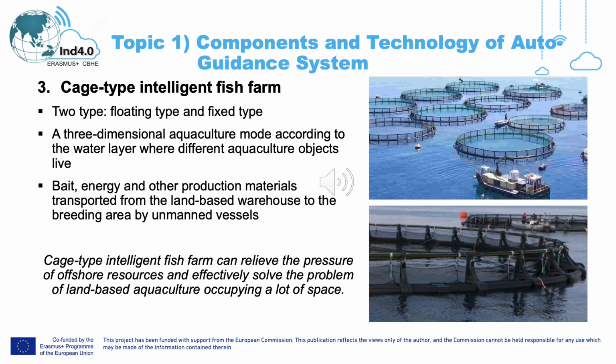Cage-type intelligent fish farm can be of two types, the floating type and the fixed type. It will form a three-dimensional aquaculture mode according to the water layer where different aquaculture objects live. The feed, energy, and other production materials will be transported from the land-based warehouse to the breeding place by unmanned vessels. Cage-type intelligent fish farm can relieve the pressure of offshore resources and effectively solve the problem of land-based aquaculture as it occupied a lot of space.